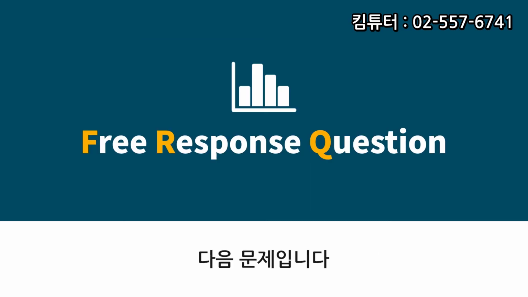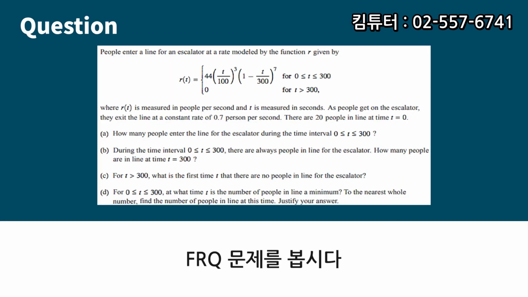So next, let's take a look at our free response questions. People enter a line for an escalator at a rate modeled by the function r given by such equation. How many people enter the line during this time interval? And how many people are in the line at time t equals 300? For part C, what is the first time t that there are no people in line for the escalator? And for part D, we have to justify our answer.